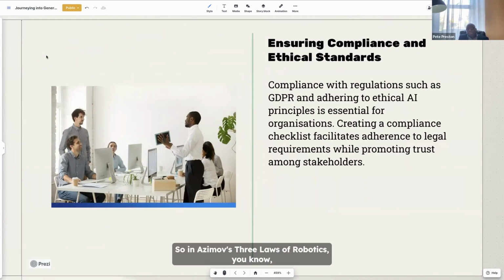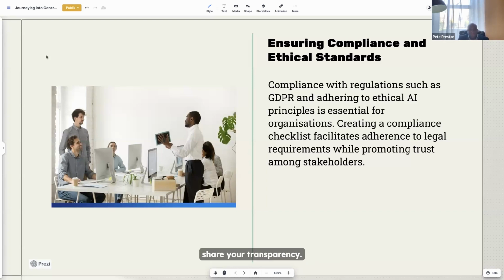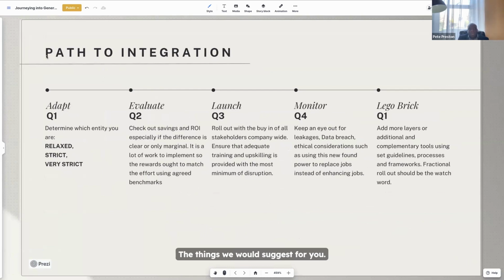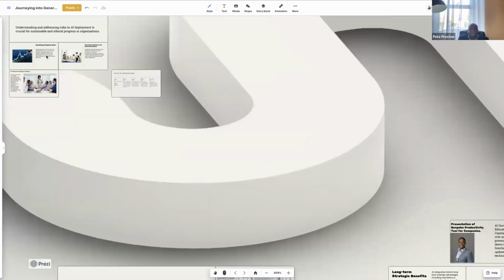So in Asimov's three laws of robotics, I suggest that there's a fourth one, which is to actually identify yourself as a robot first. So with AI, if you were to use AI, you would say this has been generated by AI, or this has been done 20, 30, 40, 50% by AI, so that people understand and share your transparency. And your path to integration is to adapt, evaluate, launch, and monitor, and Lego brick. Add more layers as you go incrementally. Those are the things we would suggest for you. Okay.